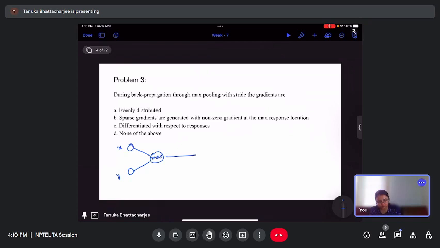So, your output will be simply, let us say we write it f, which is max of a comma b. Madam, stride means what, madam? So, stride means the shift.